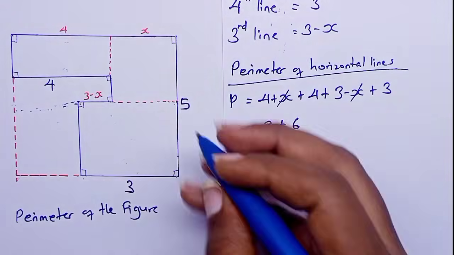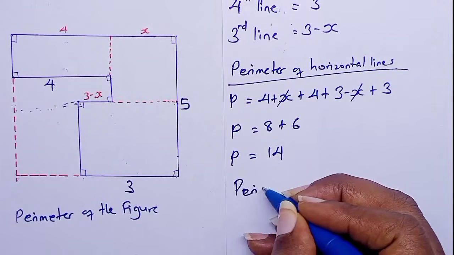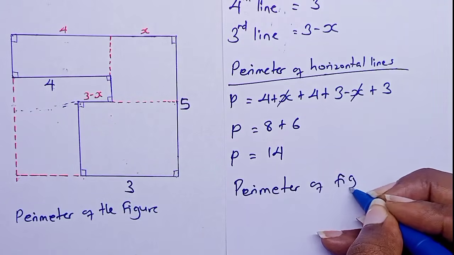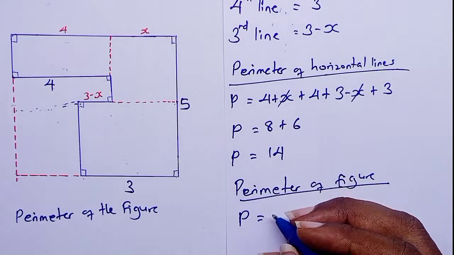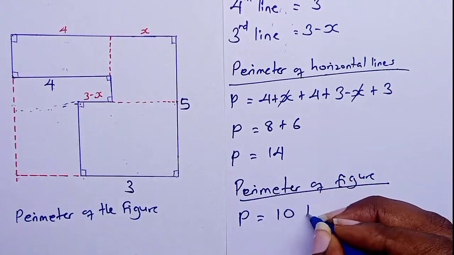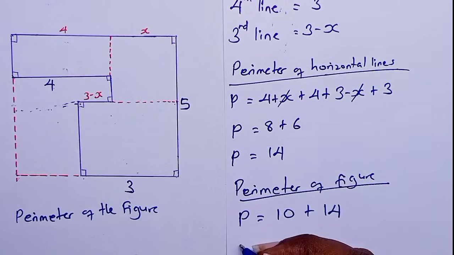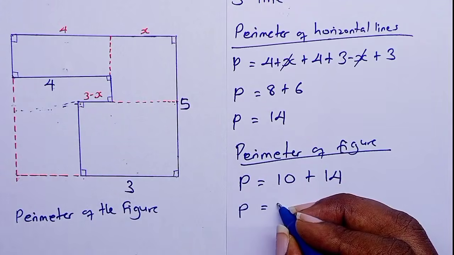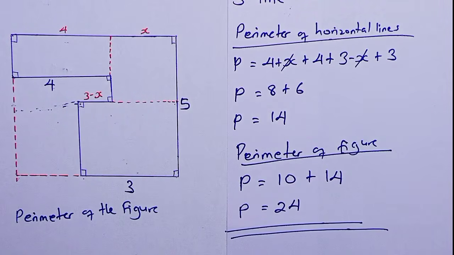Therefore, the required perimeter will be equal to the perimeter of the vertical parts, which is 10, plus the perimeter of the horizontal parts, which is 14. And therefore, the perimeter is 24. So that's how you solve for this one.